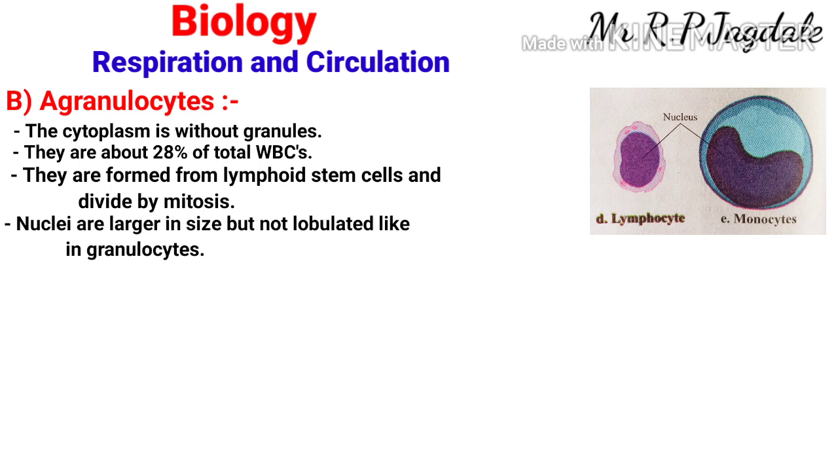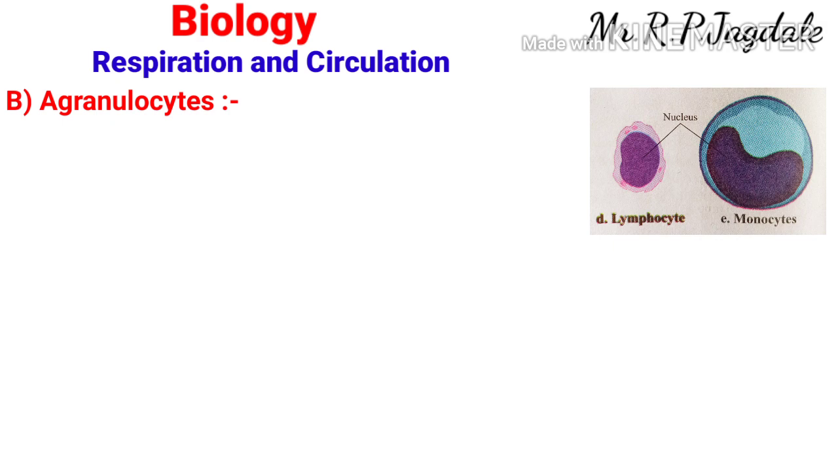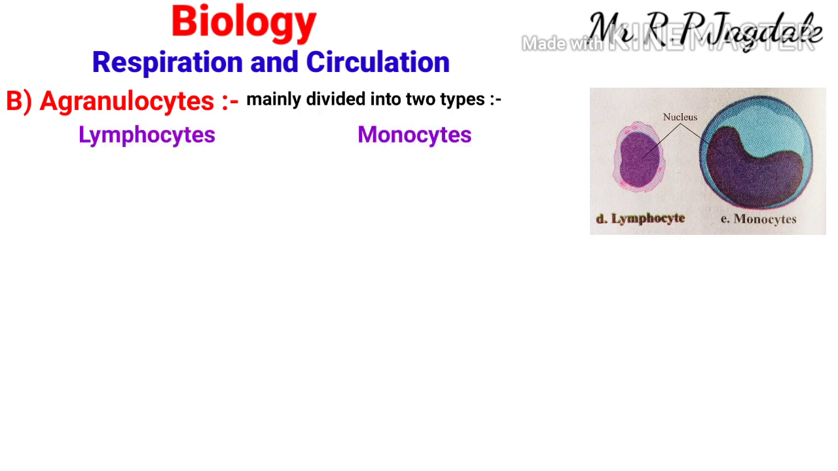Agranulocytes' nuclei are larger in size than those of the granulocytes, but not lobulated. In the granulocyte it is lobulated, with 2, 3 up to 7 lobules, but in the agranulocytes no lobules are present. The agranulocytes are mainly divided into two types: lymphocytes and monocytes.